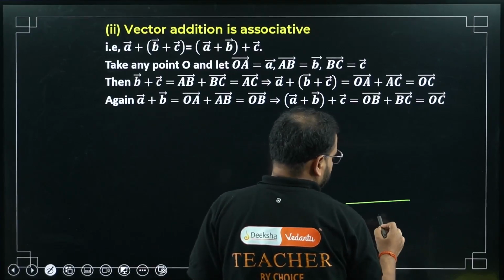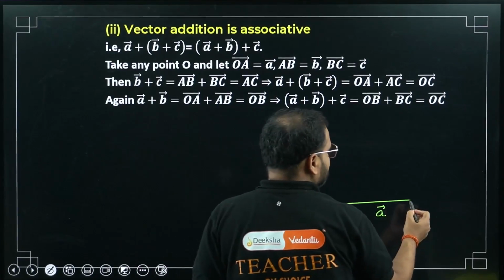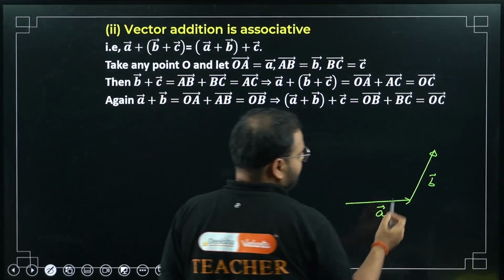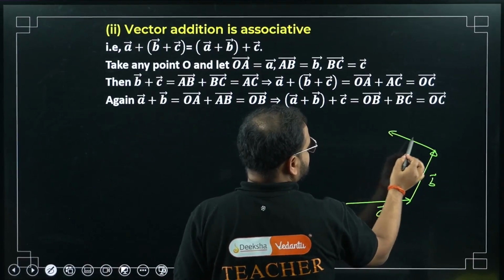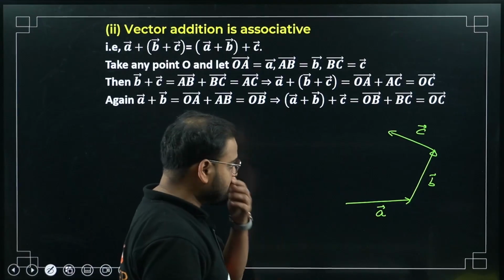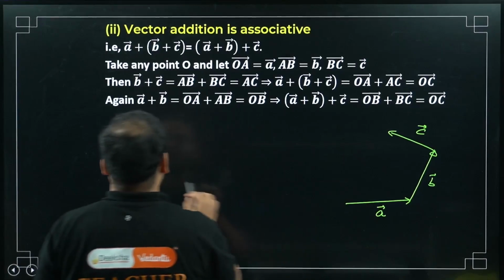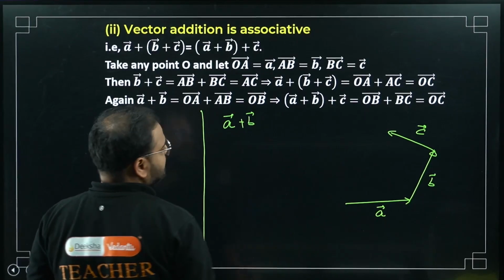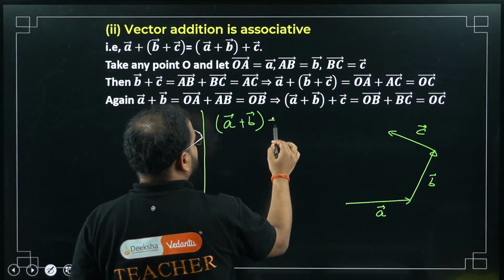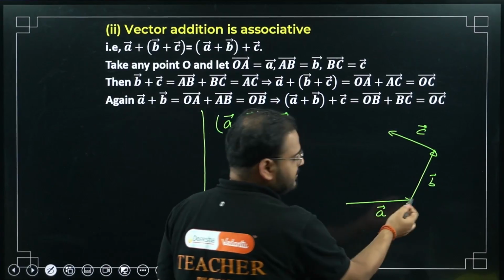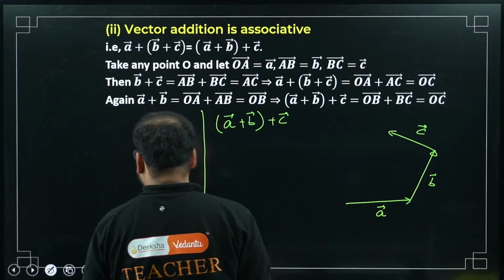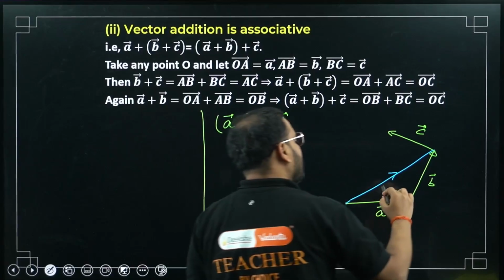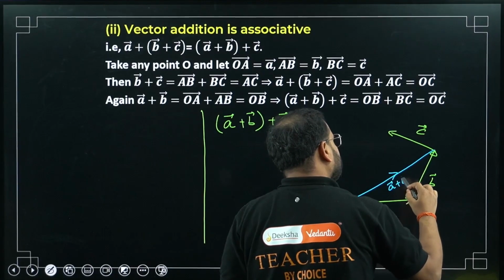So let's say this is my vector A, and this is my vector B, and I have this as my vector C. A, B, C is written like this. Now, the first condition I'm taking is to add A and B first, and then add the result with C. If you add A and B first, what's the resultant? Please understand this, it is very important. By the triangle law of addition, this is A plus B.